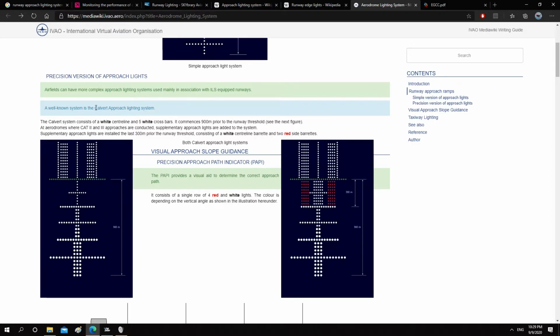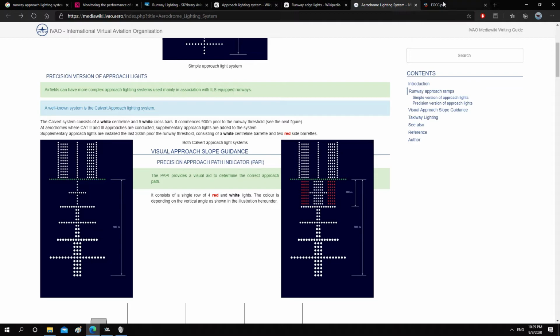Okay, we are going to look at the Calvert approach lighting system. That's the name for this sort of approach lighting system. So the one we'll be looking at is this one in particular. Now the whole thing, from the first set of 3 lights here all the way to the set of green lights, the whole thing is 900 meters. Okay, and if you look at this red portion over here, from the green line to the red bit, that's 300 meters. Now if you take 900 meters minus 300 meters, that's 600 meters.